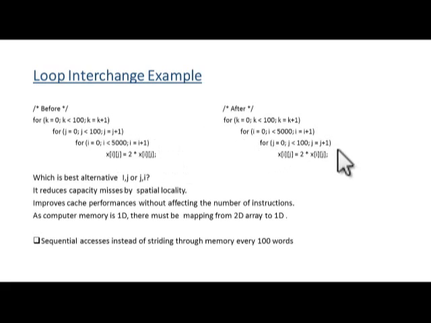What we are improving here is the spatial locality, and we are reducing the capacity misses also. By using the loop interchange technique, we are improving the cache performance without affecting the number of instructions. In both loopings, the number of instructions and the number of variables are the same.